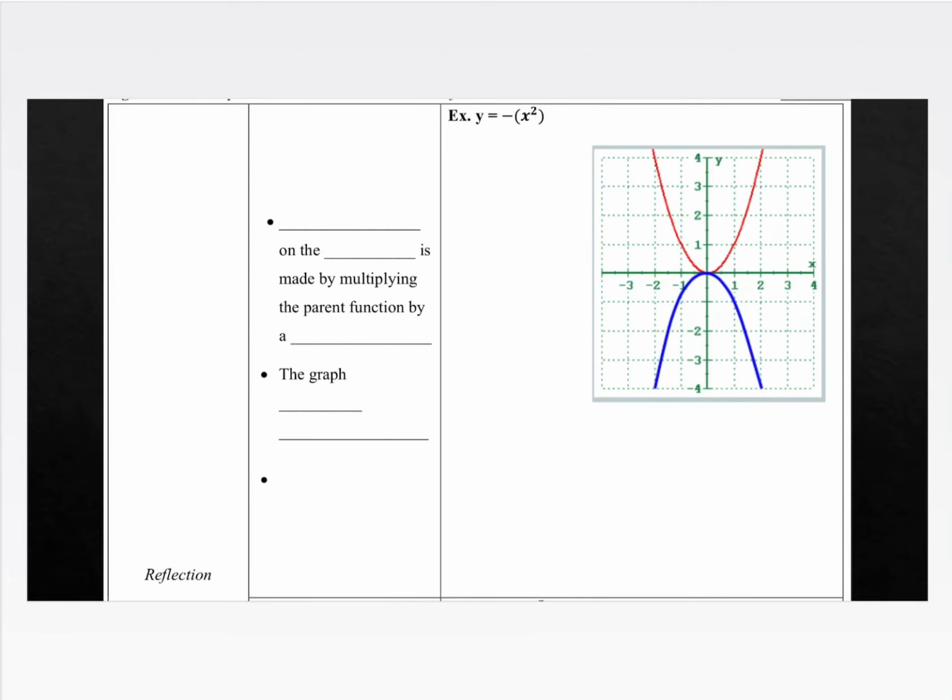Okay, we can also deal with reflections. So reflections, we can reflect over the x-axis as well as over the y-axis.